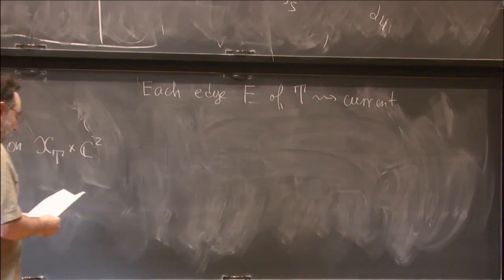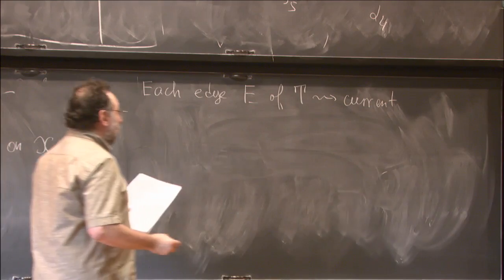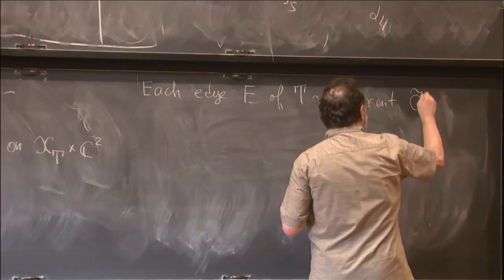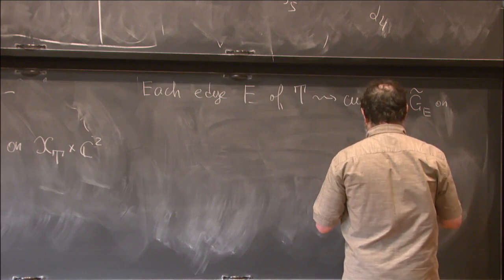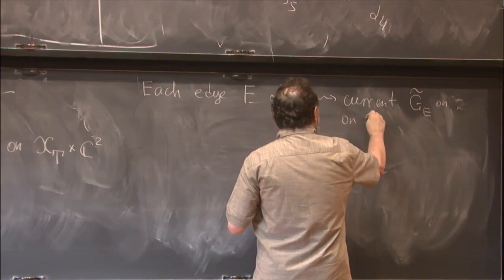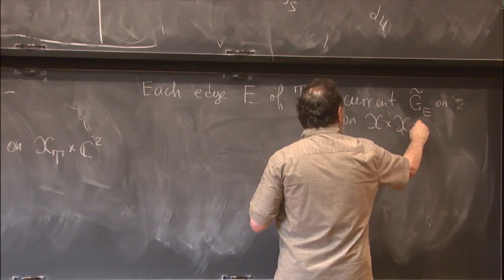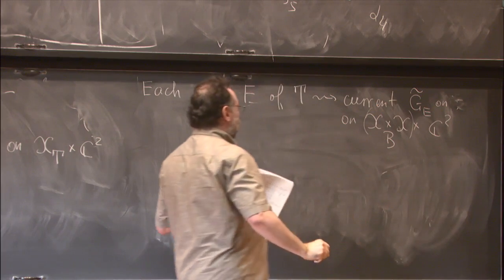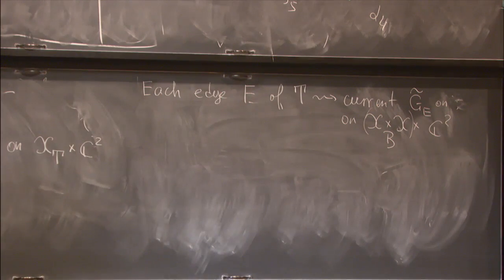Okay, so now we want a current. First of all, this current will be denoted G sub E, the green function, tilde, and it's a current on X cross C2. So it's a current on X cross the twistor plane.